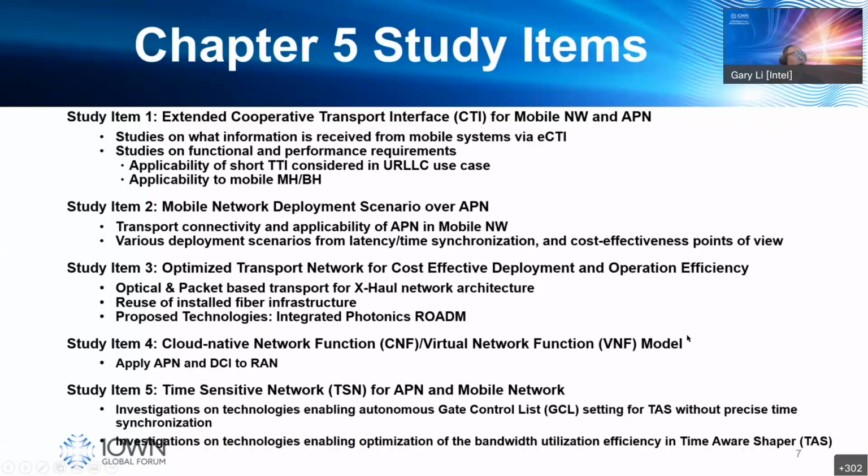The item number 5 is that we are also going to study the time sensitive network for APN and the mobile network. That includes investigating the technology enabling the autonomous gate control list setting for the time aware shaper without the precise time synchronization, and also investigating the technology enabling optimization of the bandwidth utilization efficiency in the time aware shaper.